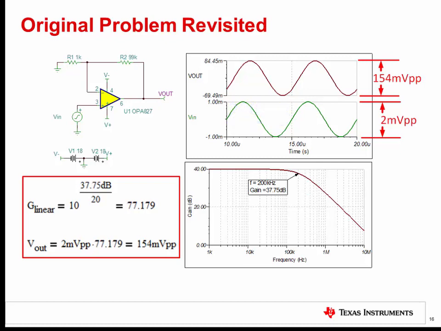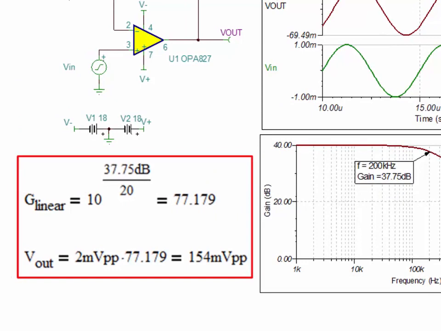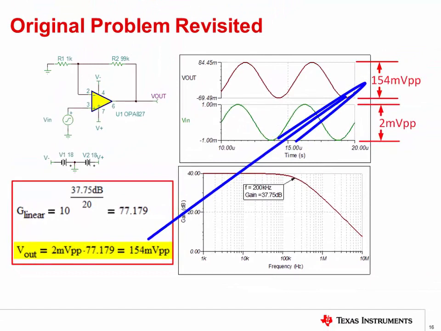An AC analysis of the circuit shows that the gain is only 37.75 dB at 200 kilohertz. We originally expected it to be 40 dB. Converting the gain to a linear representation, we find it is only 77.179 volts per volt, not 100 volts per volt. Multiplying the 2 millivolt peak-to-peak signal by 77.179 volts per volt yields 154 millivolts peak-to-peak, which is consistent with our simulation.